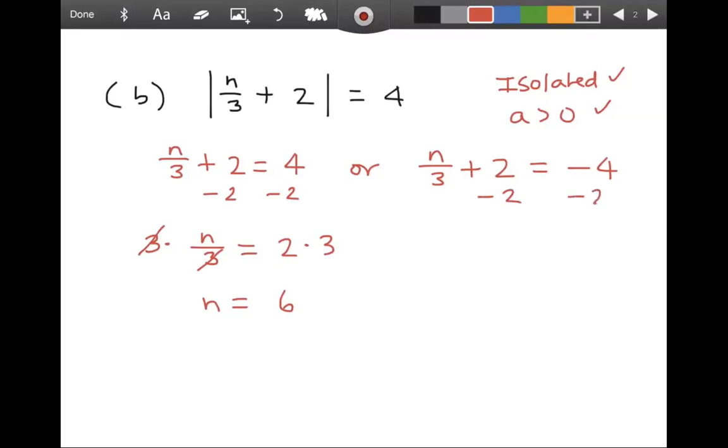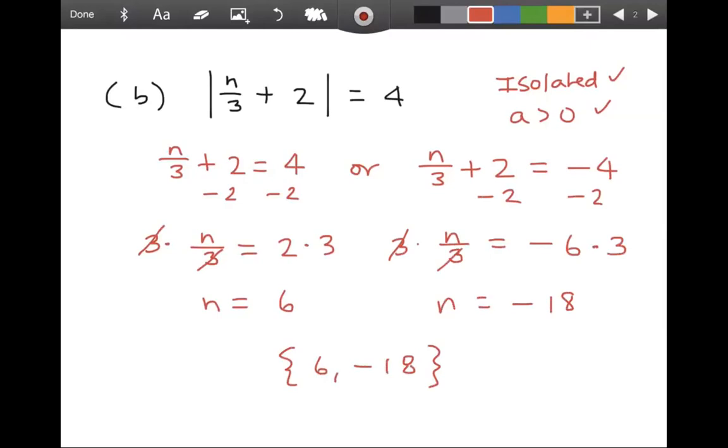So one solution is n equals 6. The other solution is n over 3 equals negative 6. Multiply both sides by 3, you get n equals negative 18. So this equation also has two solutions. Those two solutions are 6 and negative 18.